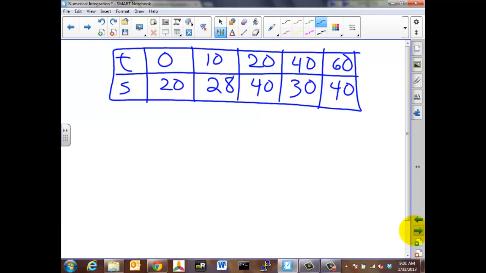So if you get it clear in your mind, you're sitting there, you are timing, and when you started timing, somebody took a gun and shot, and the car was going 20 miles an hour. 10 seconds later, they shot, and he was going 28 miles an hour. 20 seconds later, 40. 40 seconds later, 30. 60 seconds later, 40. Okay? How far has he gone? Is the question. All right? So now let's look at what the question is, how far has the car traveled? That's the question.